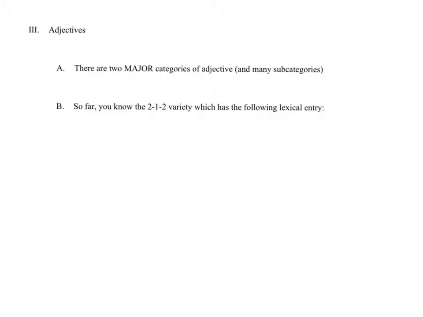Moving on to adjectives, there are two major categories of adjective. Remember how there was a first, second, third, fourth, and fifth declension of noun. They're all different categories of noun or classes of noun. There's only two major categories of adjective, but there are many subcategories. Right now in the book, you only know the variety that I will refer to as the 2-1-2 variety.